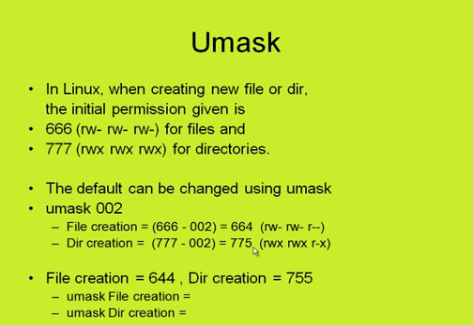Same for directory, just take the octal value 777 and subtract each individual Umask digit, which is 002. Note that there's no negative subtraction. If you come across a case where you must take a bigger digit away from a smaller digit, then the negative result will be 0.